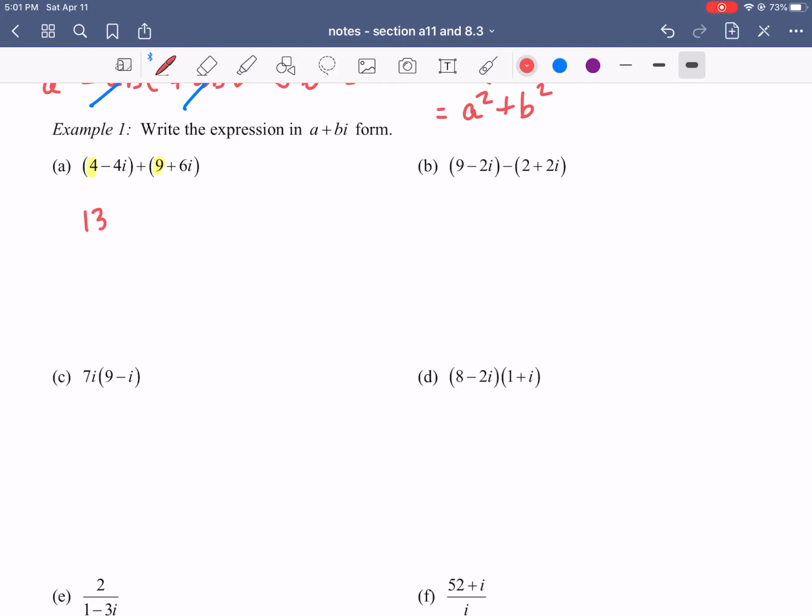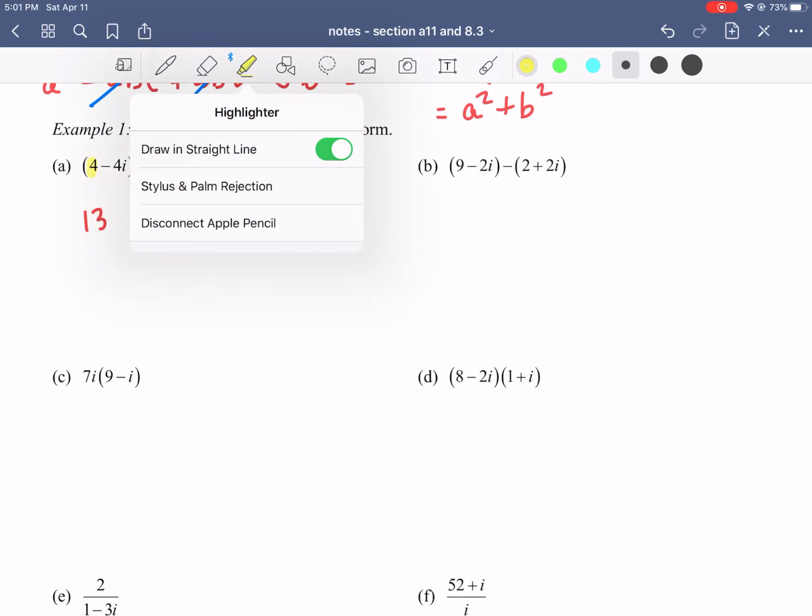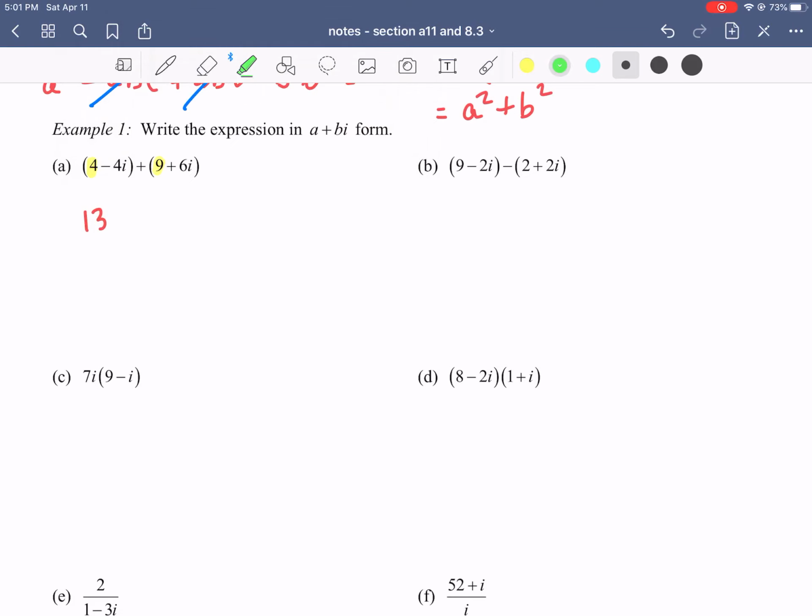For the imaginary part, in the first imaginary number, we've got a -4i for an imaginary part, and in the second number, we've got a plus 6i. That's going to give us a positive 2i for our imaginary part in letter A for the answer.